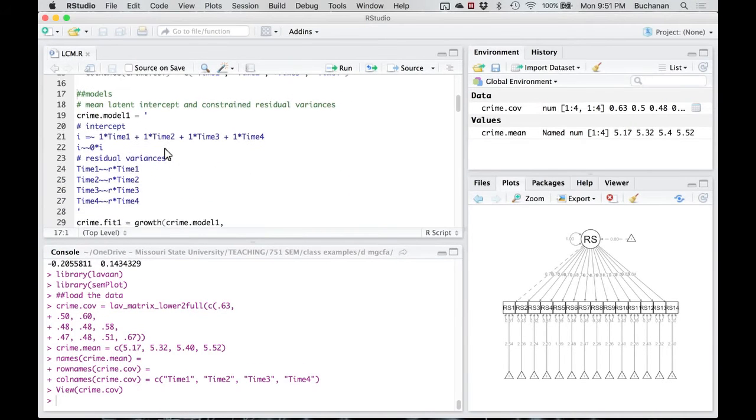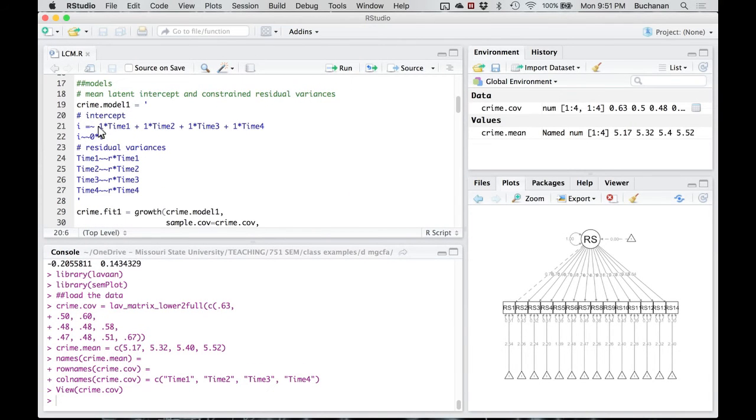So let's look at how this is set up here. So here's my intercept, 1 times time 1, 2, 3, 4. I times 0 times I. I is covariate with 0 times I, which means this is no variance. And then I have 4 residuals. And each one's times R. If you left this off, they would estimate each as separate things, which we don't want to do yet.